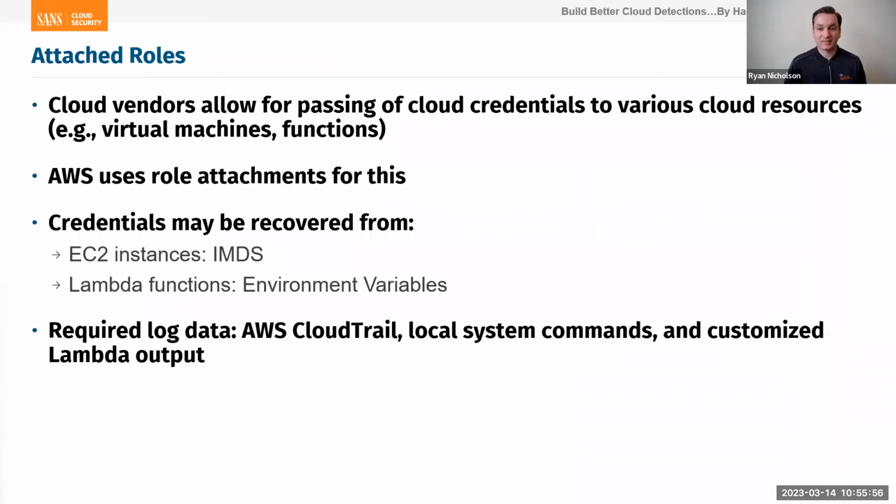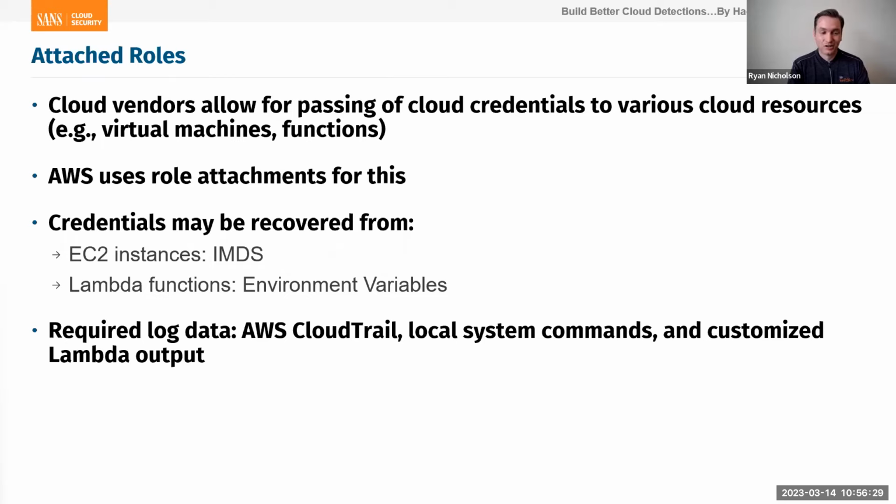All right, last but not least, coming down to the wire here, we have attached roles. So again, AWS, you can use roles to supply permissions to various cloud resources. I'm not naming them all here, I'm just going to focus on two, EC2 instances and Lambda functions. In EC2 instances, if you're an attacker, you're going to target likely the IMDS service. Just like we saw with user data, you can also retrieve credential information from that system. Lambda, these credentials are supplied as environment variables.